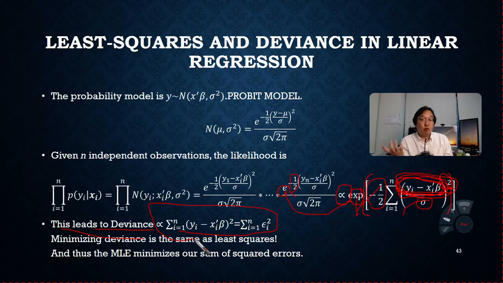And remember, we want to minimize the deviance, which is equivalent to minimizing the residuals. And what was the residual? Well, that is nothing but y, the realized value, minus the predicted value, x times beta. That's epsilon. Oh my God, epsilon squared, by the way. And the summation of epsilon squared. That's nothing but OLS, right? Minimizing deviance is the same as least squares, right? And thus the MLE minimizes our sum of squared errors. I see. That's what's going on.